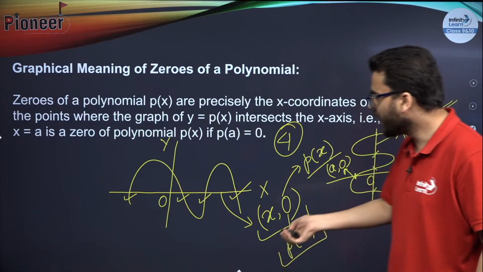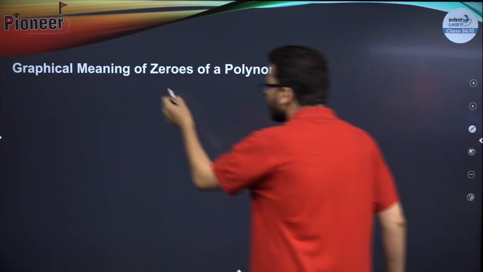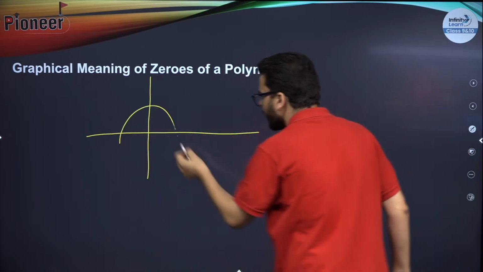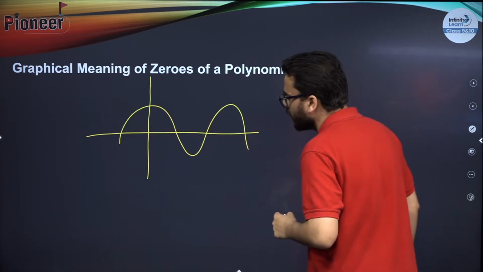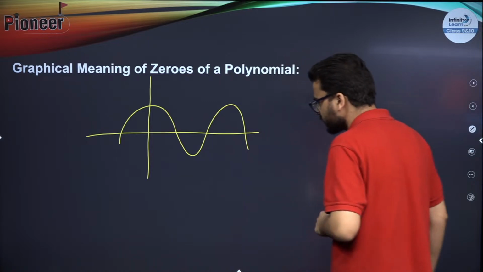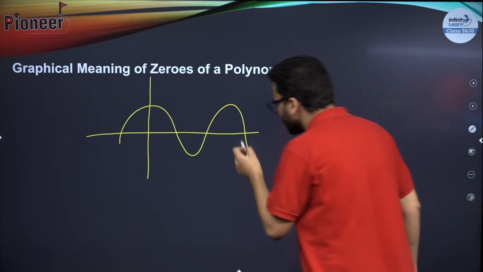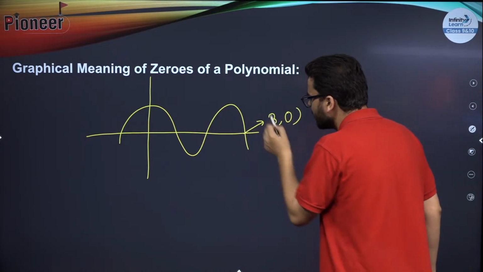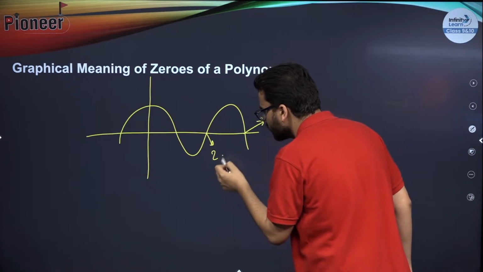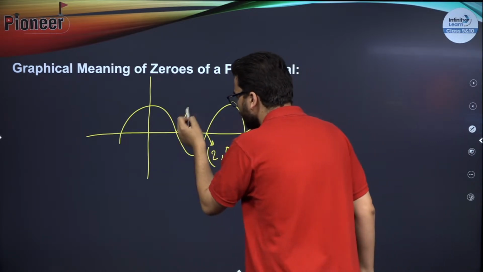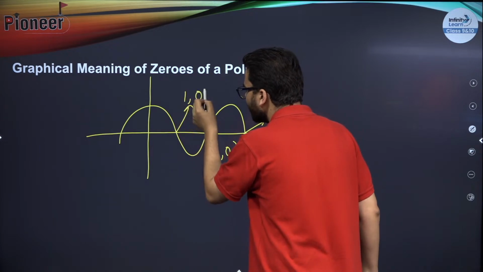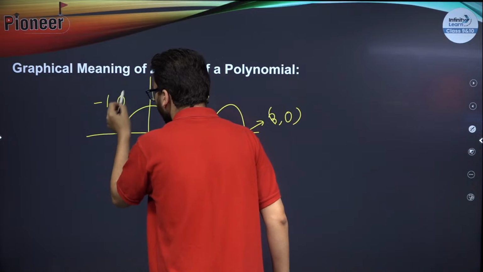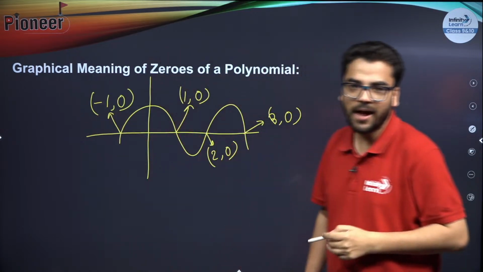Okay. Now over here, suppose I'm getting a graph, a simple graph only I'm taking. Basically, suppose this point is (3, 0), this is (2, 0), this is (1, 0), and this is (-1, 0). Got it? I hope this is clear.